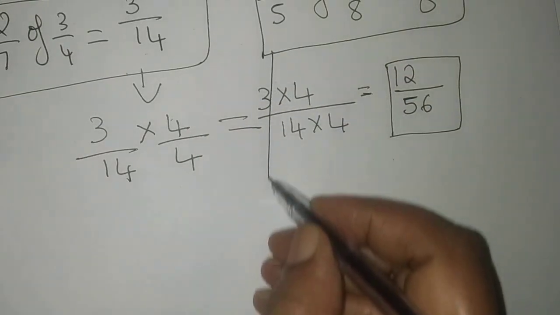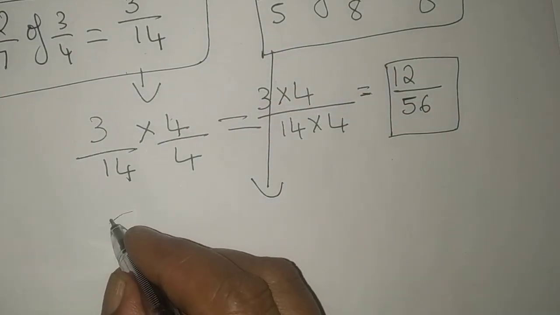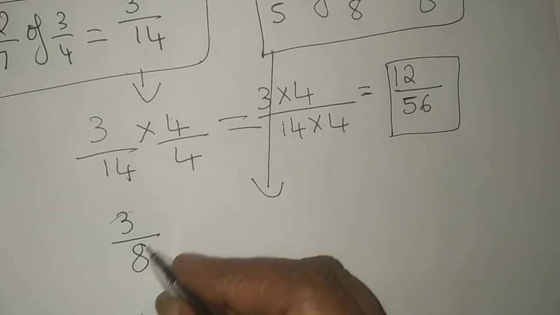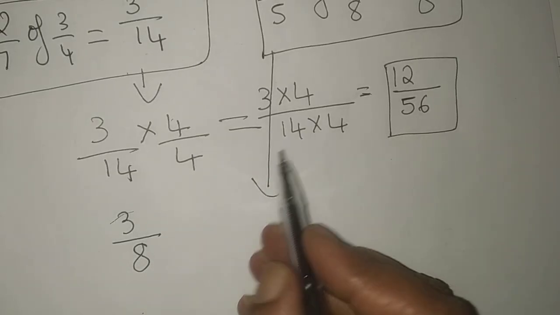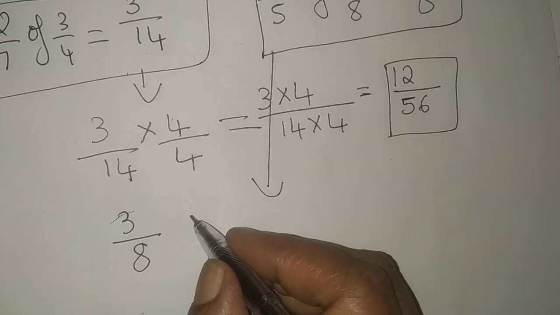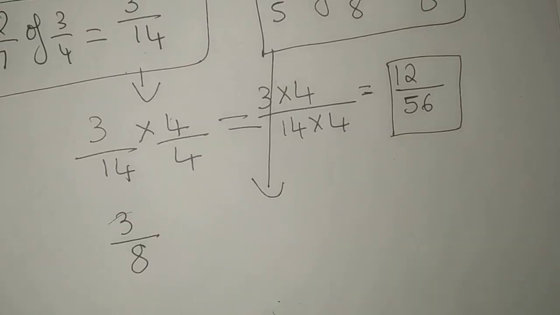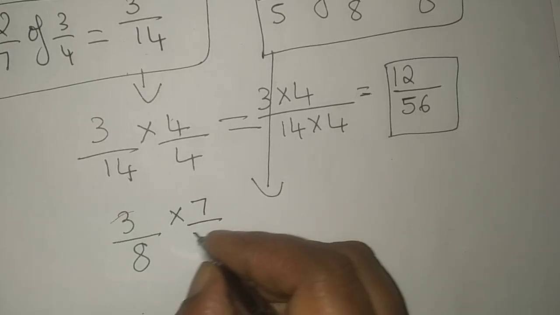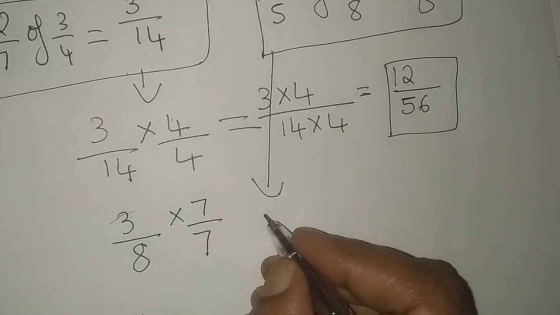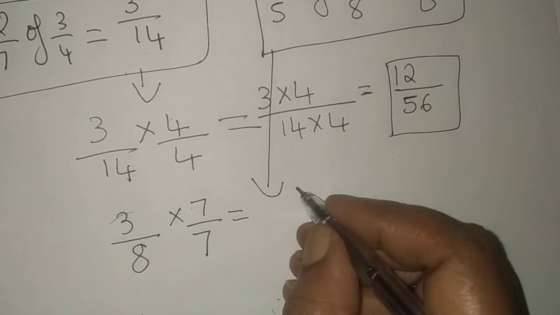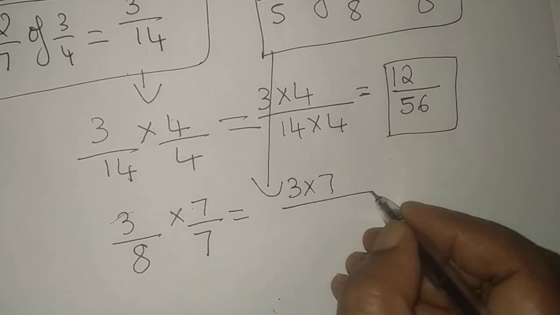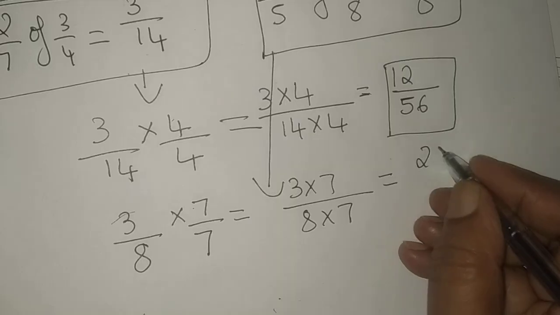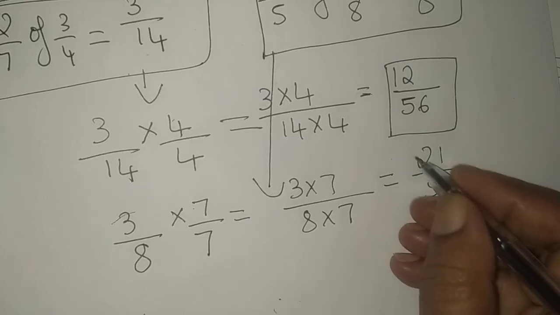Now we move on to the second part, that is 3 by 8. We have to make this denominator also 56. For that we have to multiply and divide by 7. 7 by 7, if you cancel, you will get the same. So 3 into 7, 8 into 7, which is equal to 21 by 56.